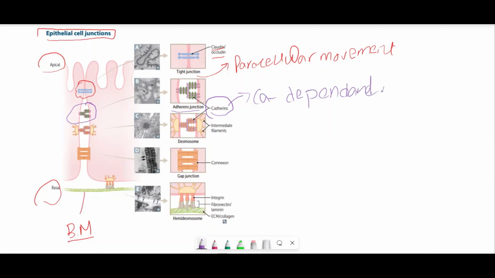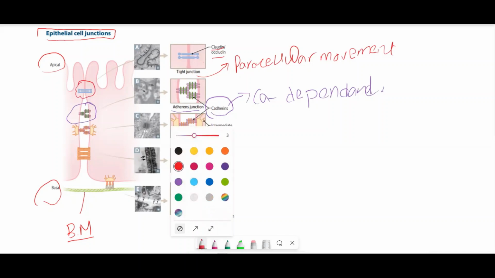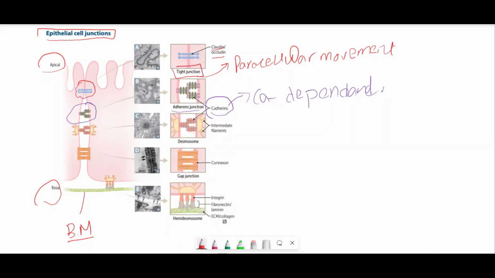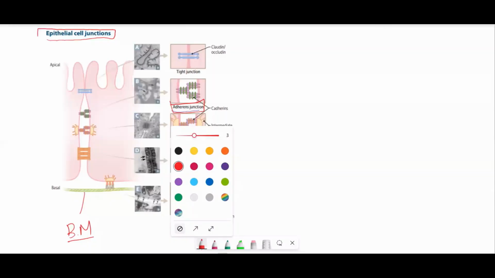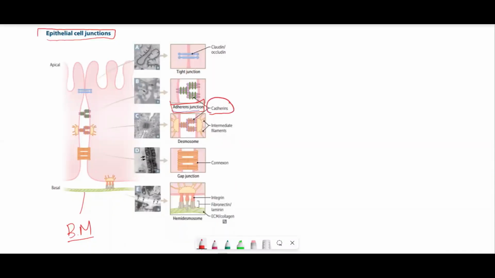Both the tight junction and adherens junction are connected to other cells through actin microfilaments. The loss of E-cadherin promotes metastasis. So this is high yield stuff. The loss of E-cadherin promotes metastasis.